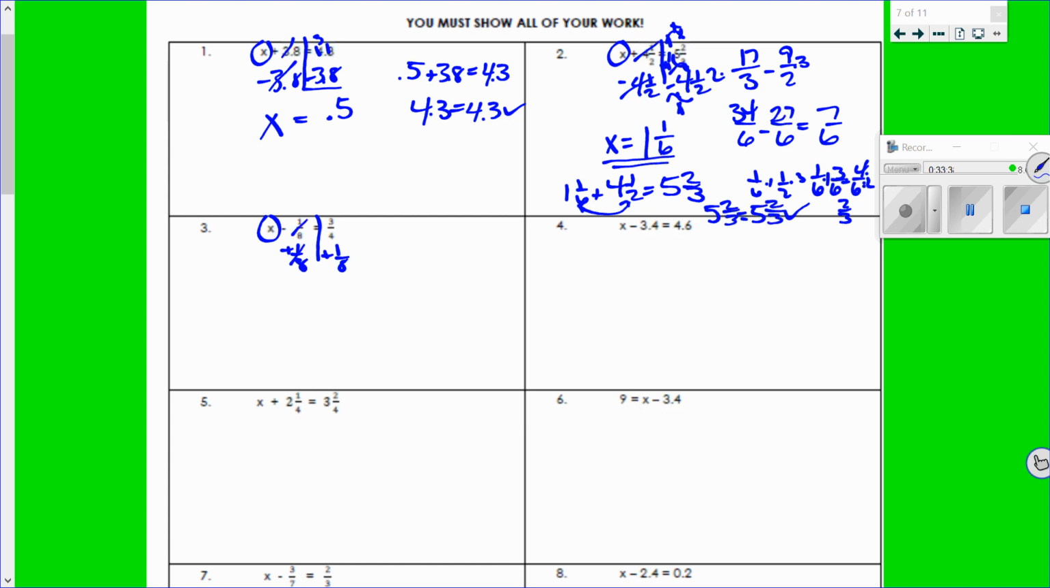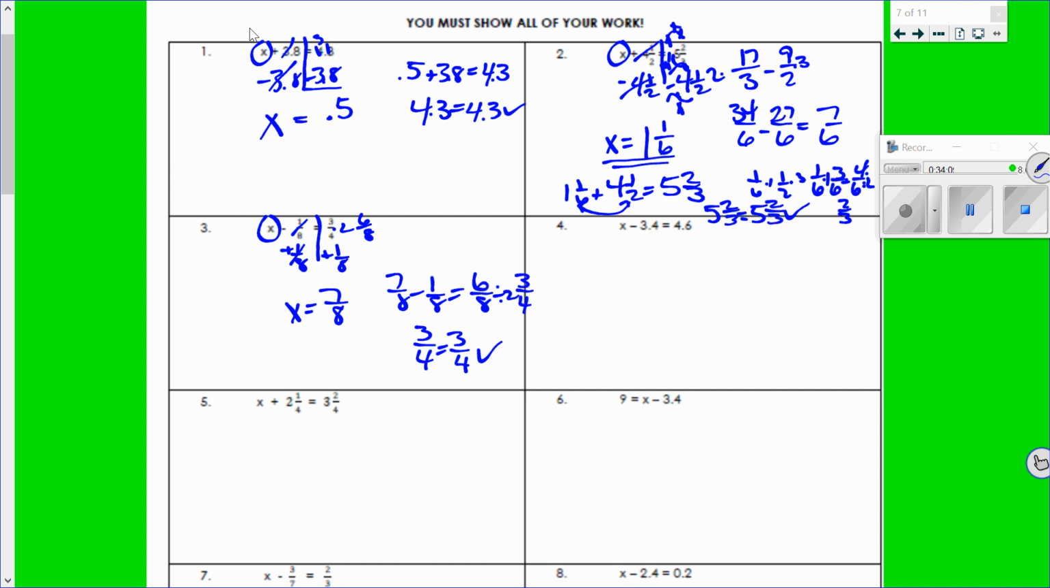Again, our fraction rule, we have to have a common denominator, so multiply that by 2 to give me 6/8. 6/8 plus 1/8 gets me 7/8. Double check. 7/8 minus 1/8. 7 minus 1 is 6. I can divide that by 2 to give me 3/4. So 3/4 equals 3/4, and we have our check.